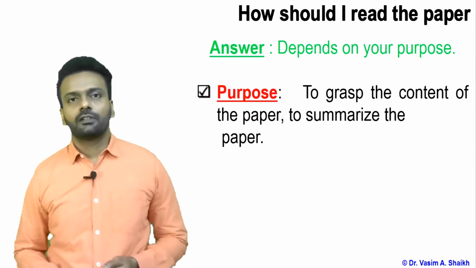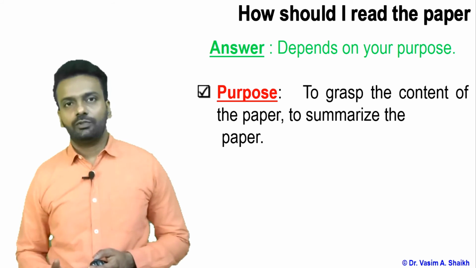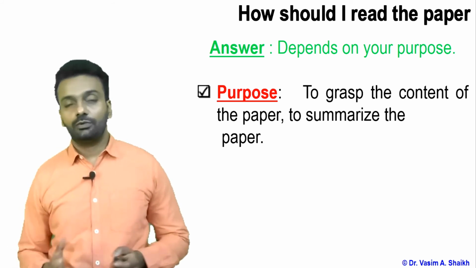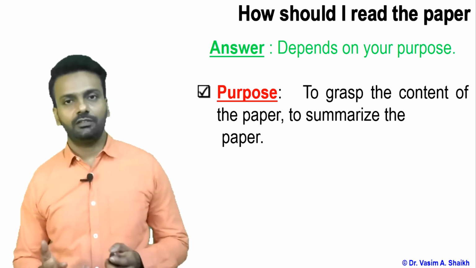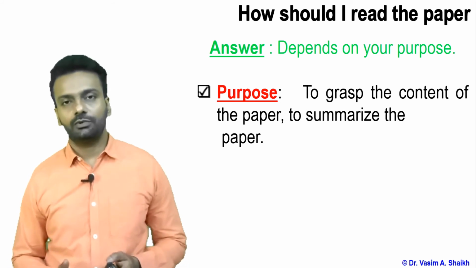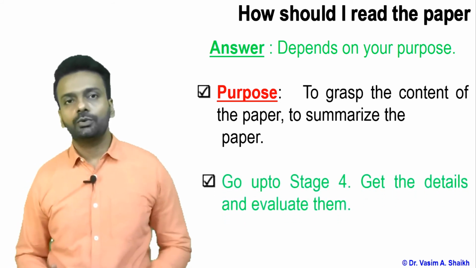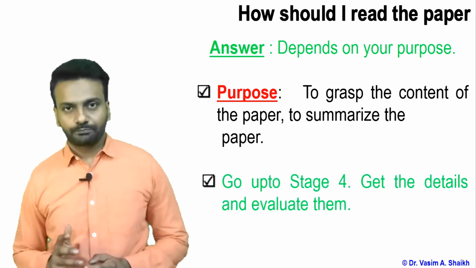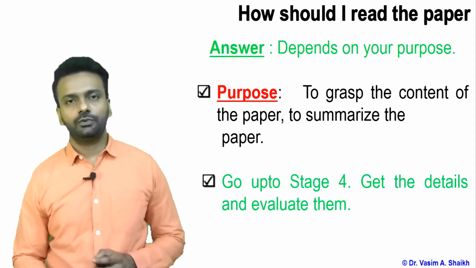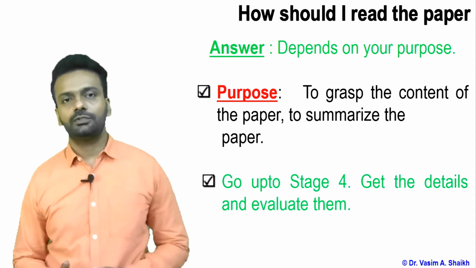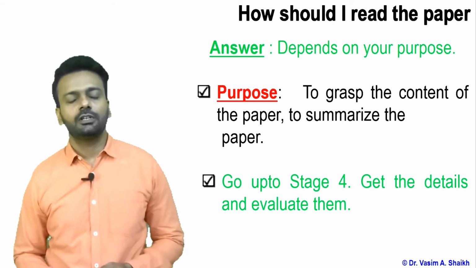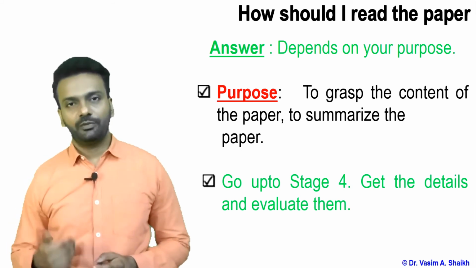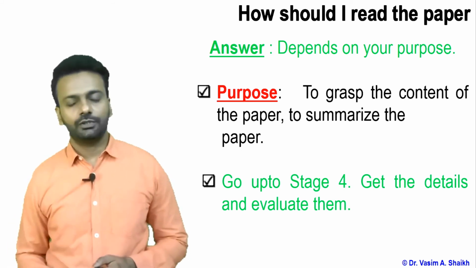Suppose you want to grasp the content of the paper, to summarize the paper. Now you want to summarize the entire paper, basically for your literature review or for your work. Then what to do? You need to go to stage 4, at least to stage 4, to summarize and evaluate the paper, and then you can read that paper, summarize it and use it for your purpose.